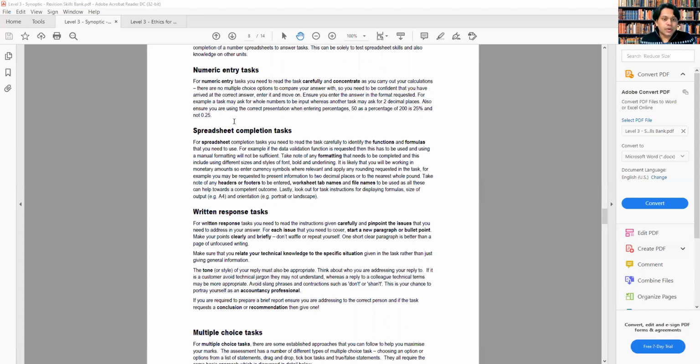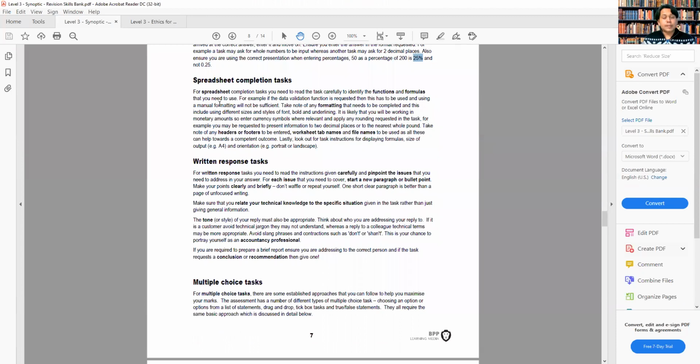Also ensure you are using the correct presentation when entering the percentage. 50 as a percentage of 200 is 25%, not 0.25. So obviously, when you're using a calculator, let's say 50 divided by 200, it will give you 0.25. You don't write 0.25. Actually, you write 25%. So you need to be careful. If the question asks for the percentage, you actually show the percentage.